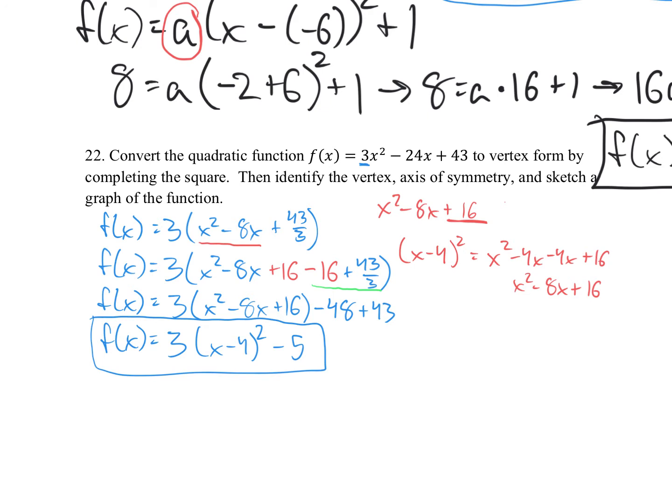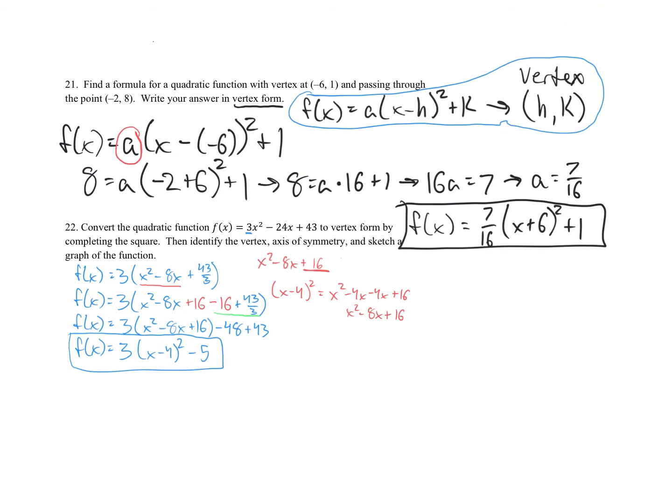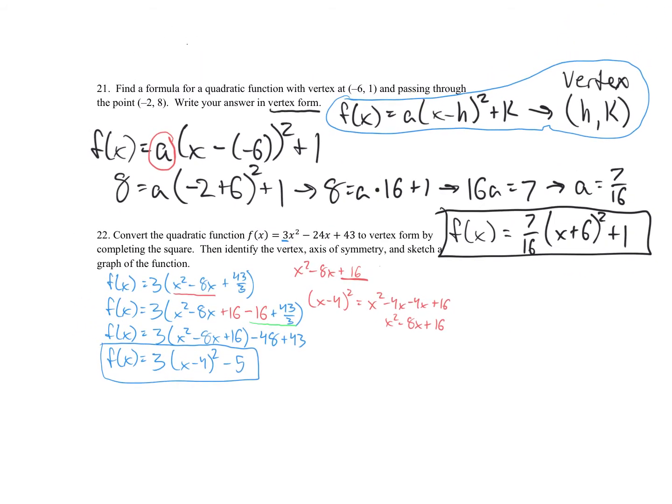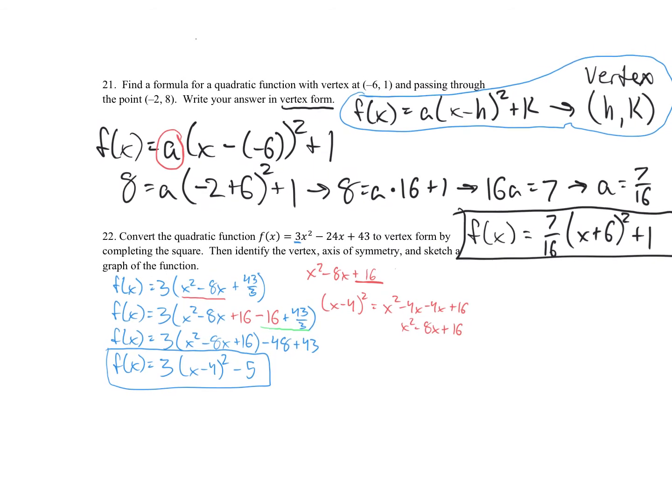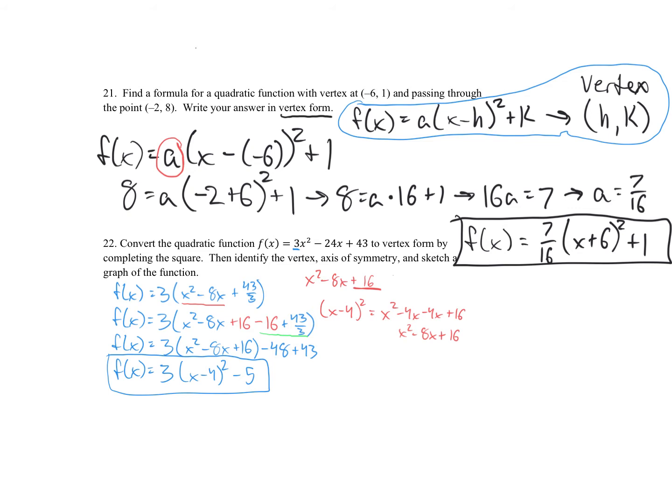And in the vertex form, we know that it is a times x minus h squared plus k, and the vertex is h comma k. So we have x minus 4 here, so our h is a 4, which means that our vertex has an x value of 4. And then we have a minus 5 on the outside, but we have a plus k, so that means our k must be a negative 5 in order to create that minus out there. So this is our vertex.